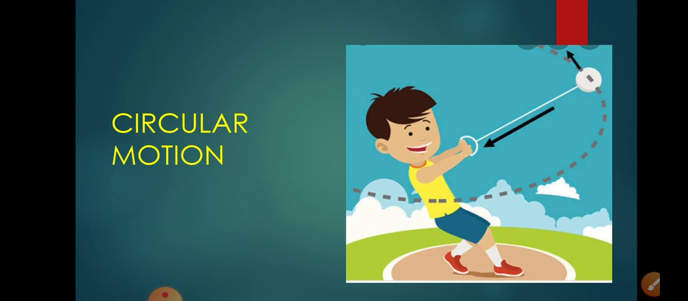We have started the chapter with displacement, distance. Then we have discussed speed, velocity. Speed is a scalar quantity, velocity is a vector quantity. Then we have discussed acceleration, the rate of change of velocity. It is called acceleration, and the unit of acceleration is meter per second square.